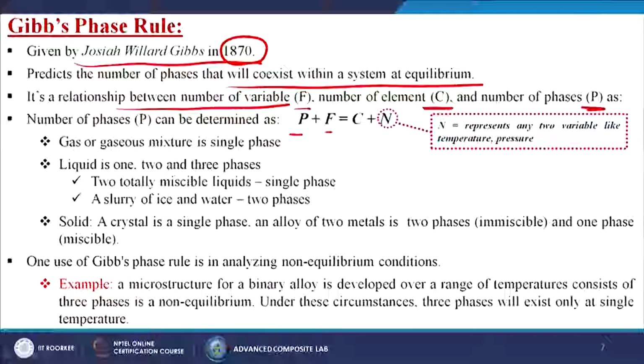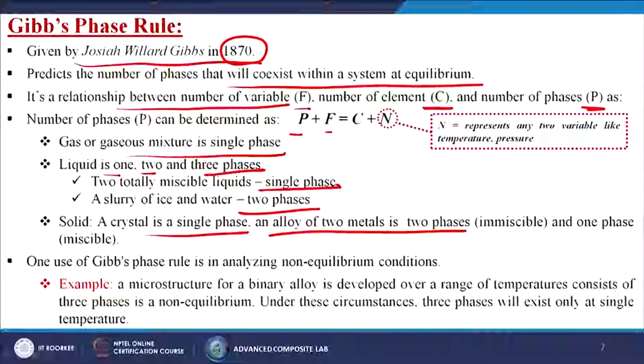Generally a gas or gaseous mixture is single phase, while a liquid can have 1, 2 or maybe 3 phases. For totally miscible liquids it is single phase, and a slurry of ice and water is 2 phases. What about solids? A crystal is a single phase, and an alloy of 2 metals is 2 phases if it is immiscible and 1 phase if it is properly miscible.